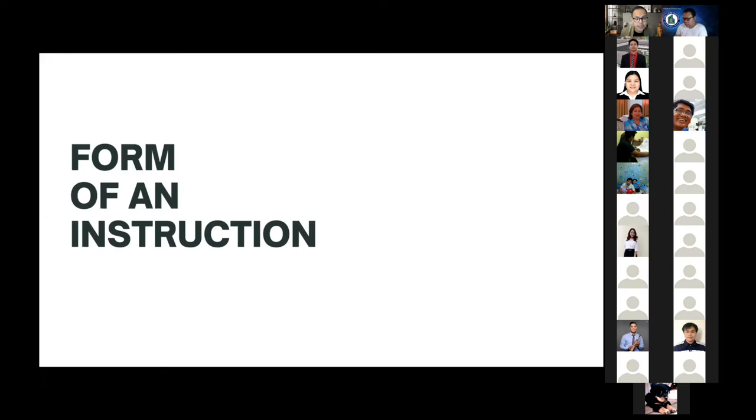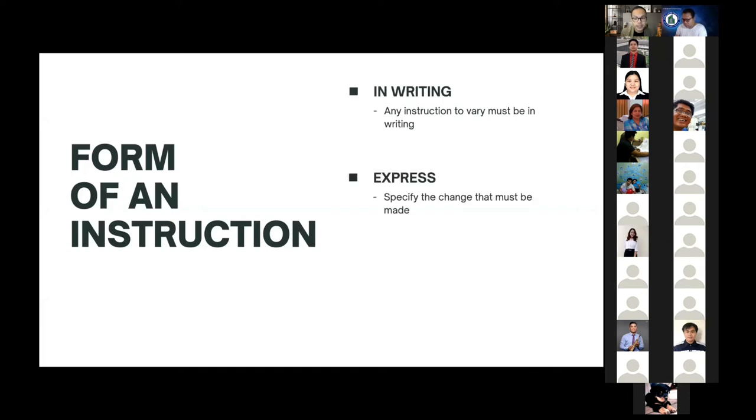So there are various circumstances that may give rise for instructing a variation order. And when those circumstances arise, what form does an instruction take? So first, the instructions should be in writing. So any instruction to vary must be in writing. It doesn't have to be necessarily in a letter, but it should contain express instructions to specify the change that must be made.